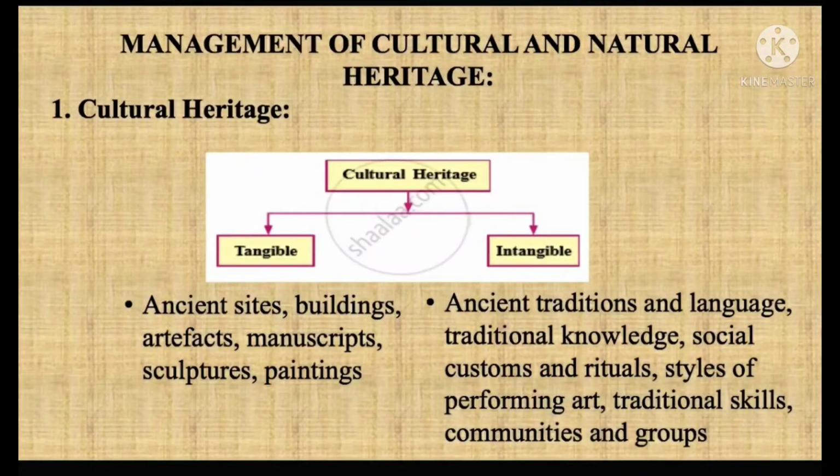That is, behavior of a people in society. It is in the form of human creation. Definitely, it's created by man. It is of two types, tangible and intangible. Now, what does tangible mean?